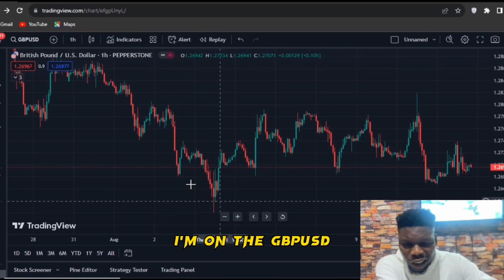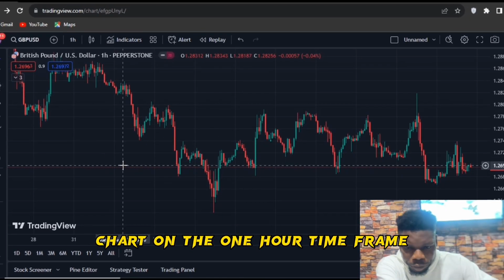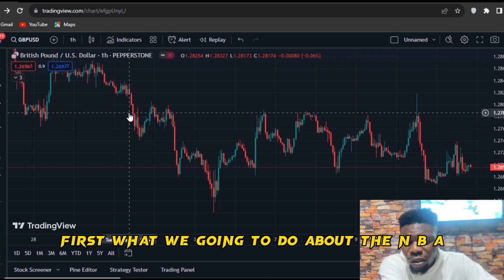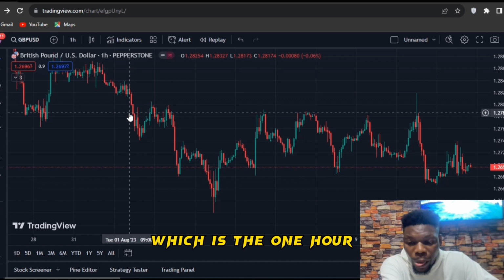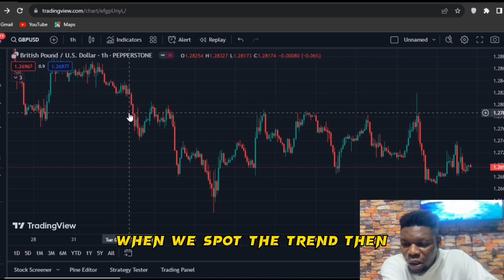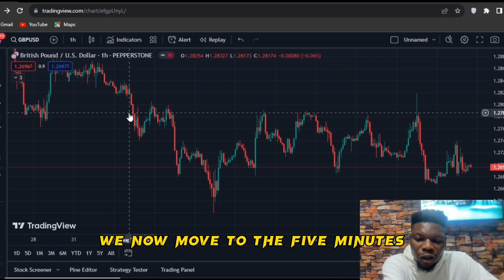I'm on the GBP USD chart on the 1 hour time frame. First, what we're going to do about the NBA strategy is that we first spot the trend of the market in a higher time frame, which is the 1 hour. You understand? When we spot the trend, then we now move to the 5 minutes.